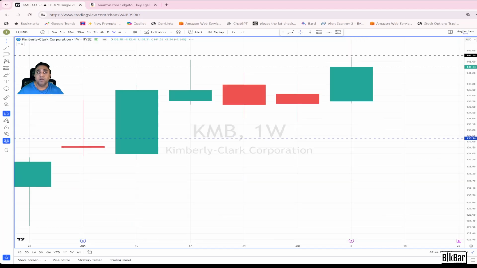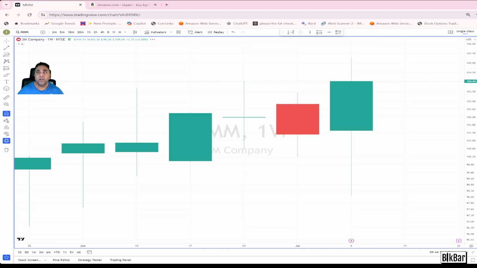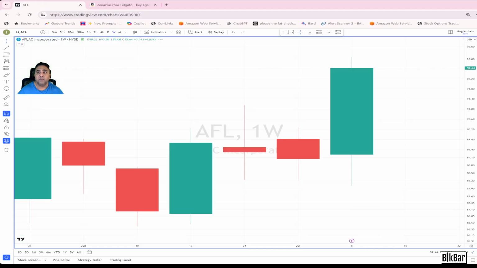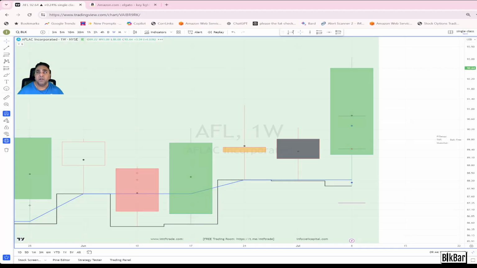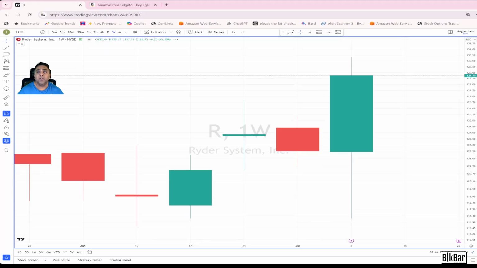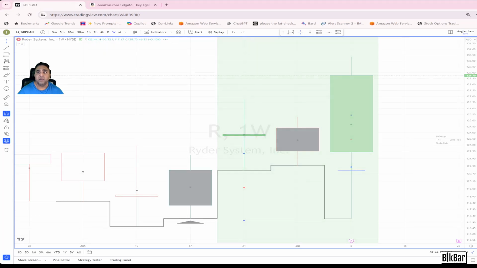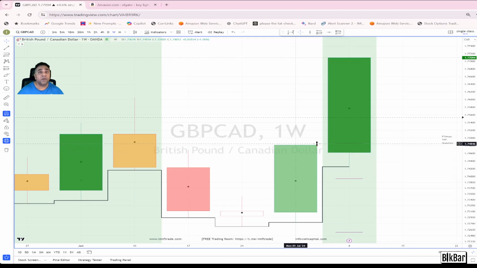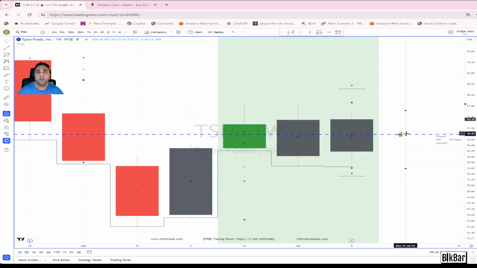NDAQ, KMB, MM, Triple M, AFL, Black, R. This is a currency, pound CAD, that was profitable. TSN, this was a no trade, so that was no trade right there because it never hit the blue dot right there.